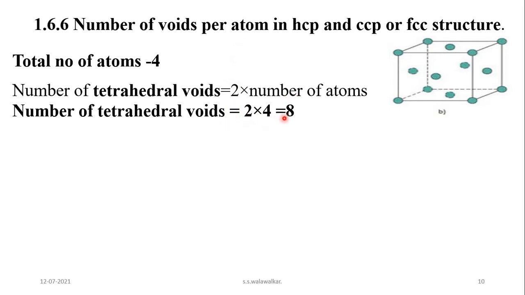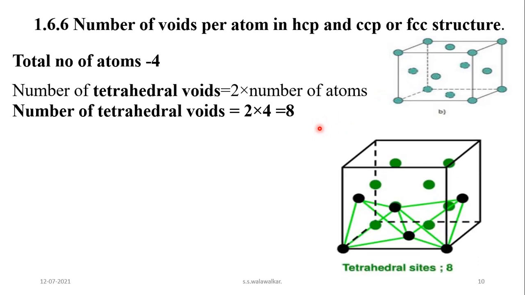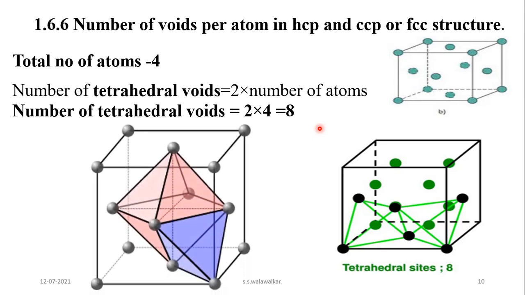Therefore 2 into 4, that is equal to 8. So how many tetrahedral voids are present in FCC? 8. Now we will see how these are formed. See here, this is the corner particle and this is another corner particle. Each corner particle forms one tetrahedral void.